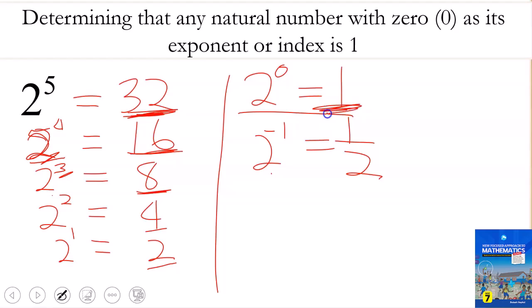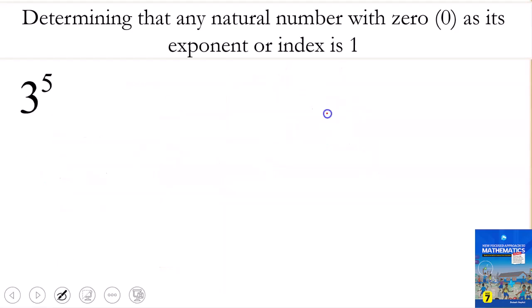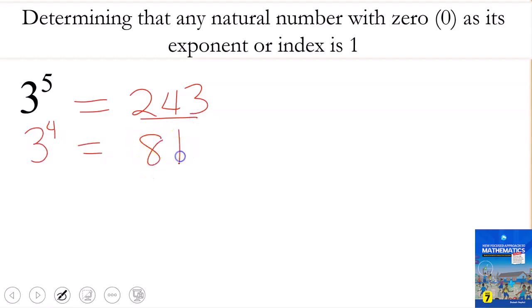Now, what will happen if I try with a different number? Let's say I try with 3. I know 3 exponent 5, we did that earlier, gave us 243, right? Then when I reduce this one to exponent 4, it means we divide by 3, right? And when we do, we get 81.